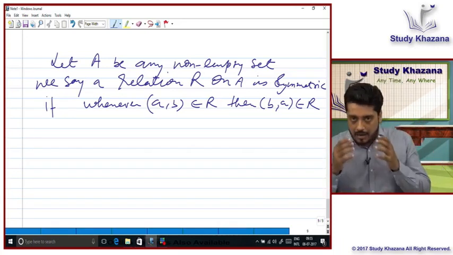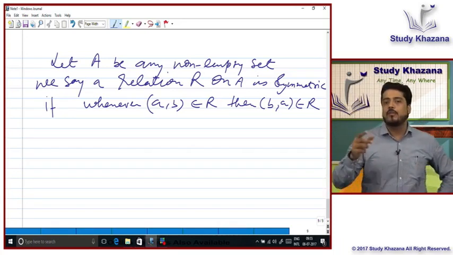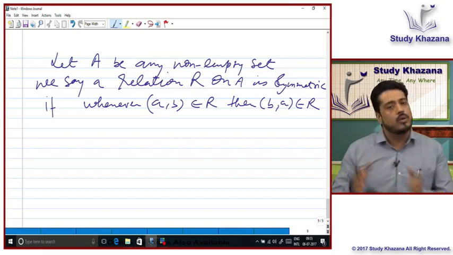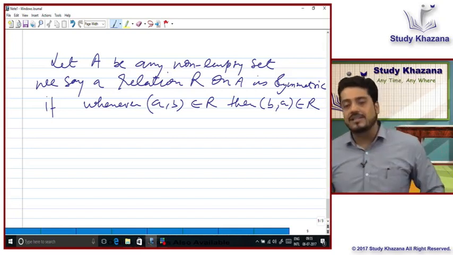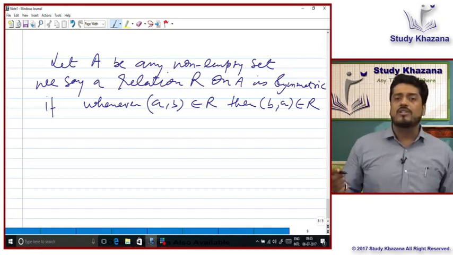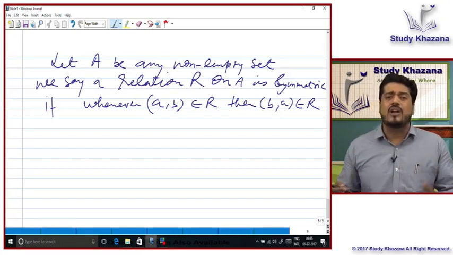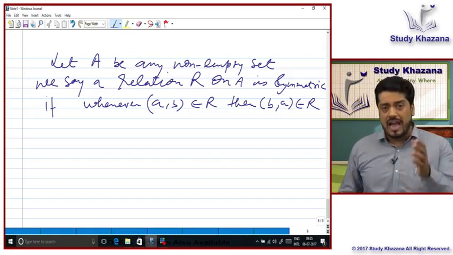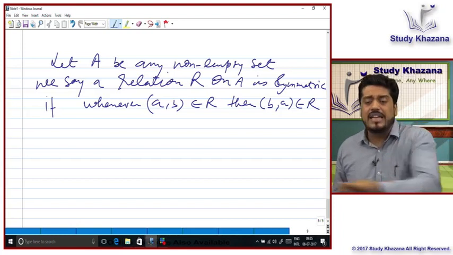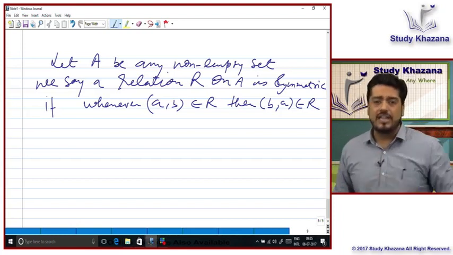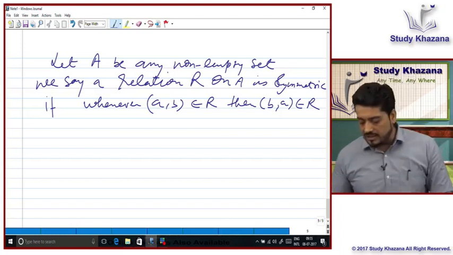Now again, I'm going to explain my concept with the help of a few examples in roster form and in builder form. Firstly, let us consider the example in roster form, because it is easy to visualize and easy to understand, since we have the elements explicitly written, so we can easily see the nature of the elements.